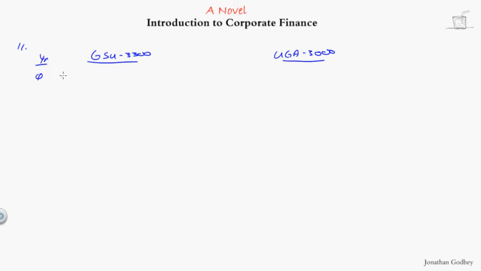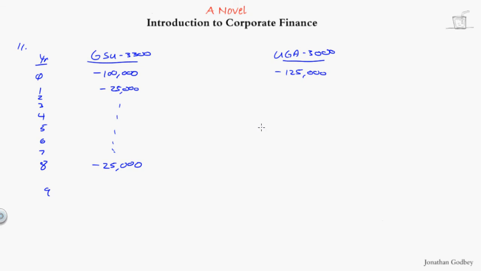So in year 0, the GSU 3300 produces cash flows of $25,000 a year for 8 years and costs $100,000. So it costs $100,000. We have years 1, 2, 3, 4, 5, 6, 7, 8. I apologize, this is not going to be really neatly written, but I think you can follow it. $25,000 a year for 8 years. Or the UGA 3000 costs me $125,000 today.